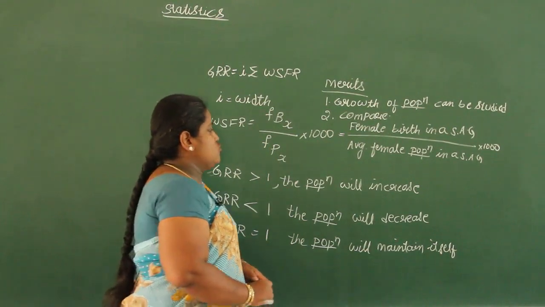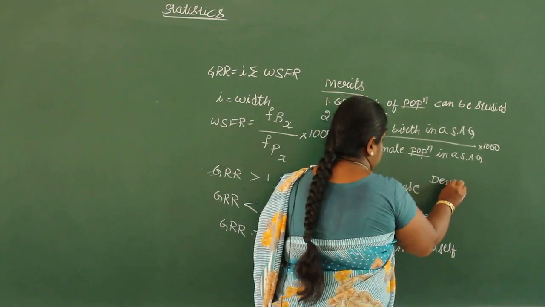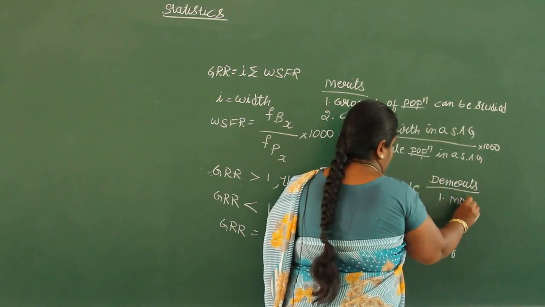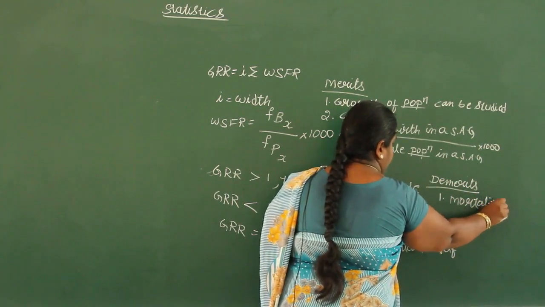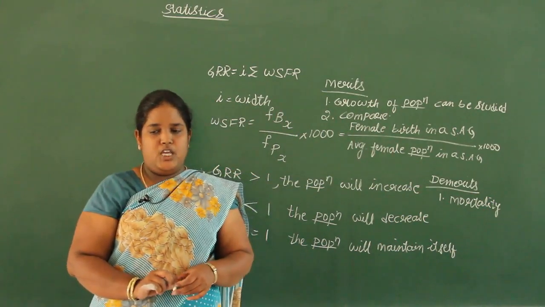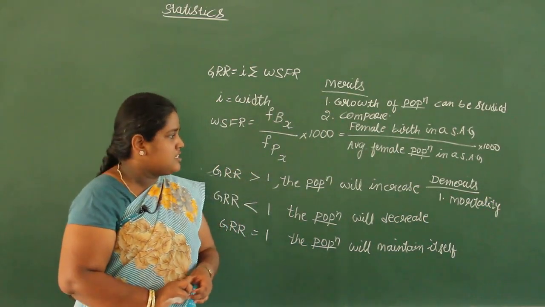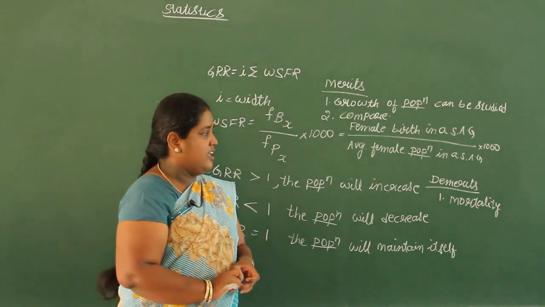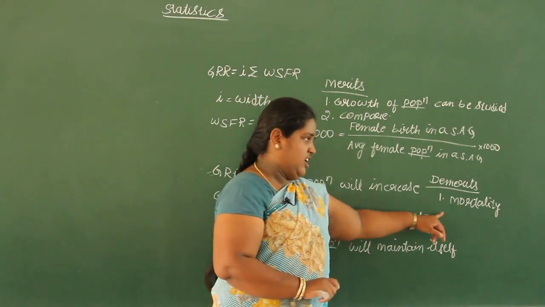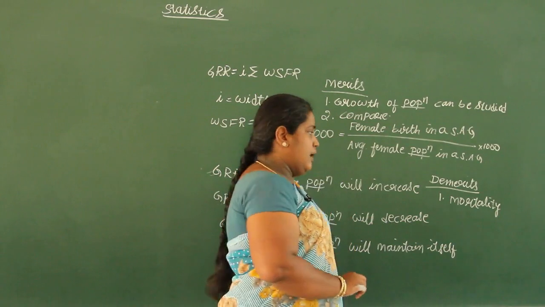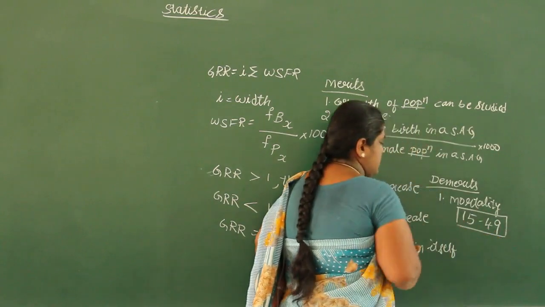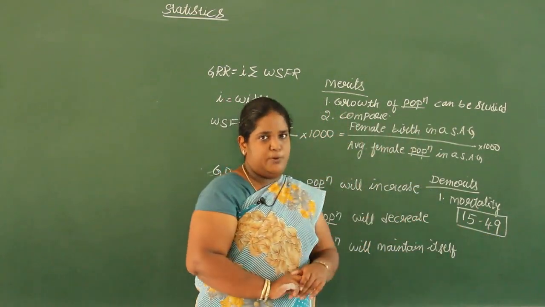The disadvantage of the gross reproduction rate is that again in this we are not considering mortality. All the female children who are born, it ignores the current mortality. All the girls born do not survive until they complete their childbearing age group. So we are assuming that all the female children who are born will survive until they complete their childbearing age, that is 15 to 49. So this is the disadvantage of the gross reproduction rate.